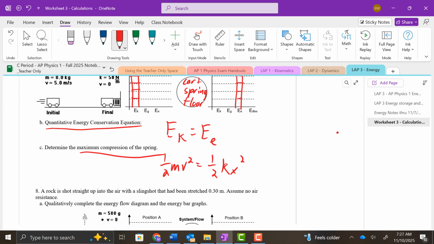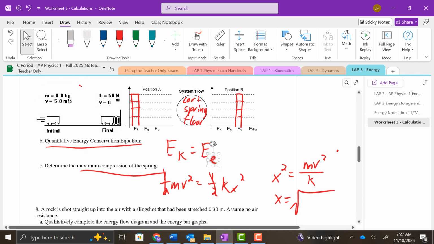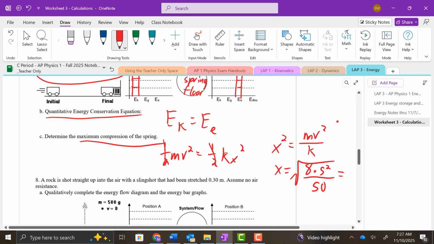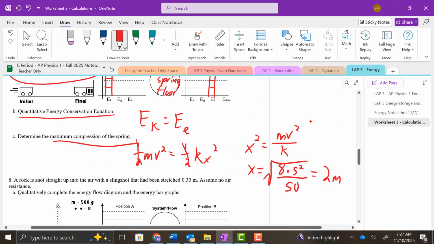Remember, X is how much you've changed. K is your spring constant. 1/2 will cancel. I'll be left with X squared is equal to mv squared over K, or X is equal to the square root of m v squared over K. They give us at the top all these values, 8 times 5 squared over 50. And if you do this correctly, you get 2 meters as your answer.